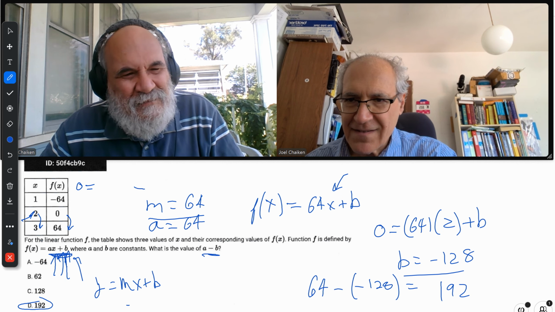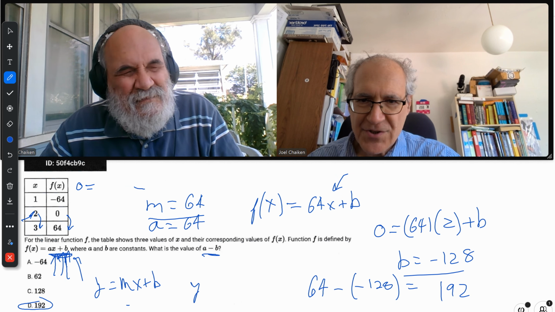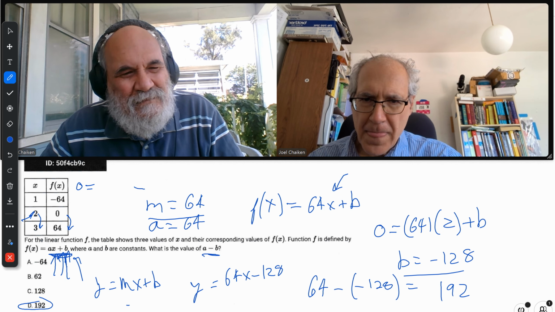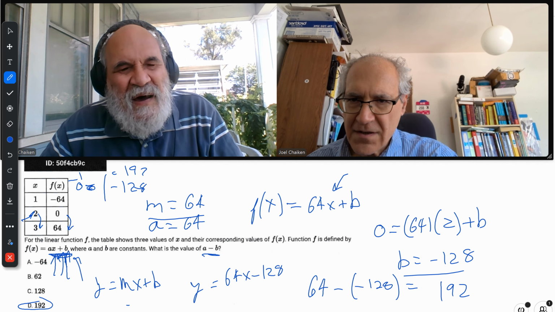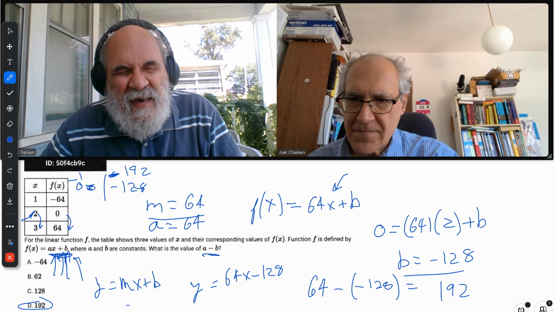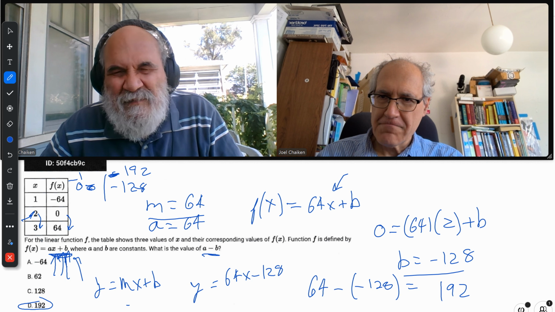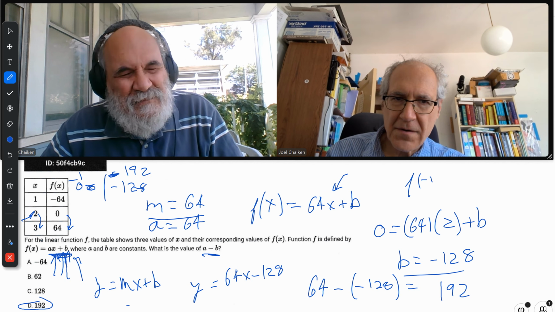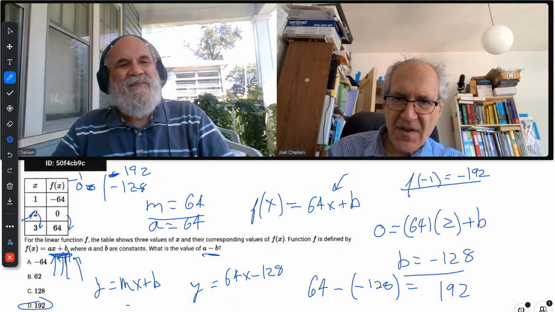Well, what's the function? We'll cheat. It's 64x minus 128. So if you put in x equals minus 1, you get negative 192. And then whatever you get, you take the negative of it. That gives the answer. So f of negative 1 is negative 192.